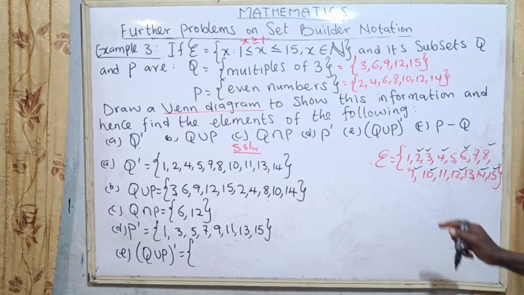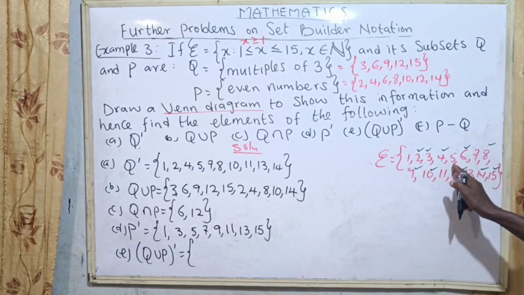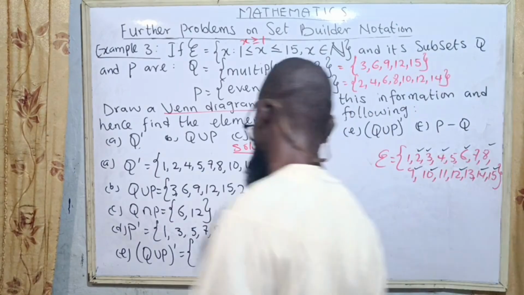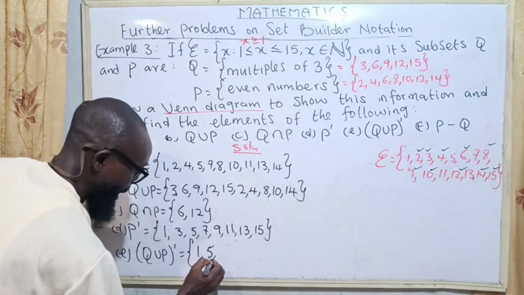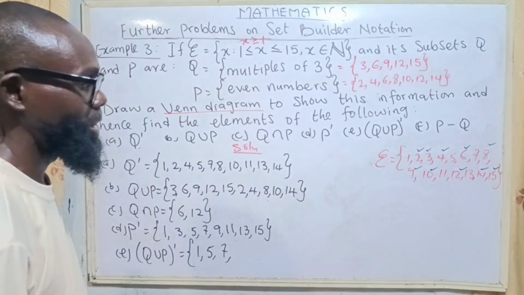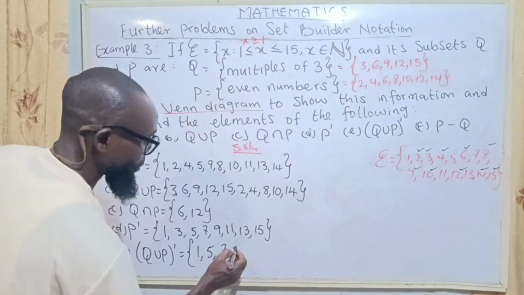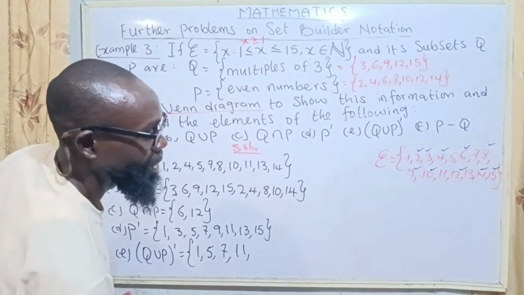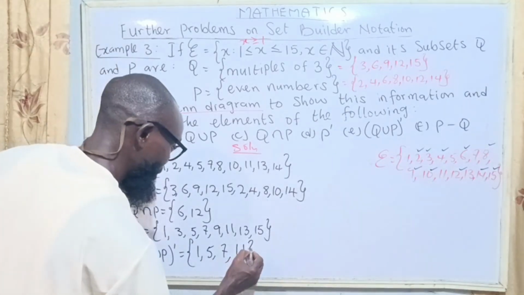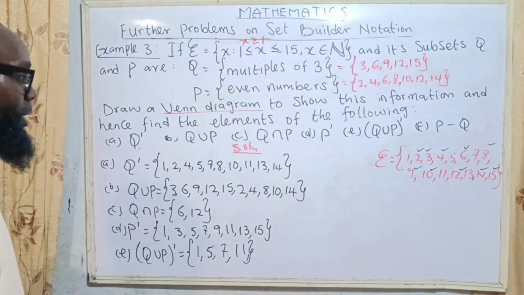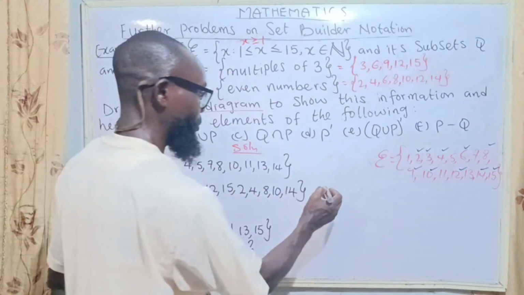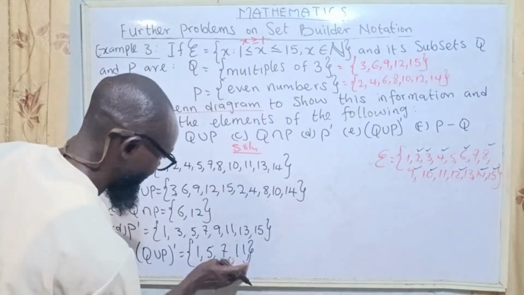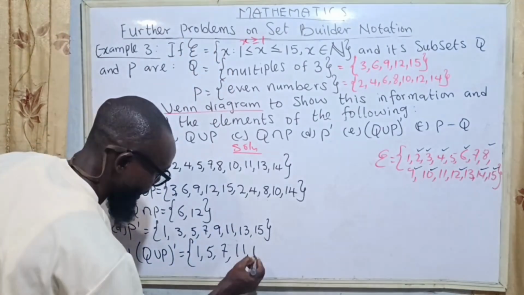So what do we have left? We have 1, 5, 7, 11, and 13. That is it. So this is E.